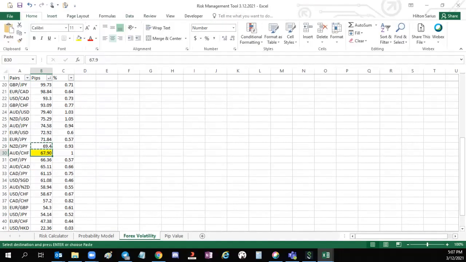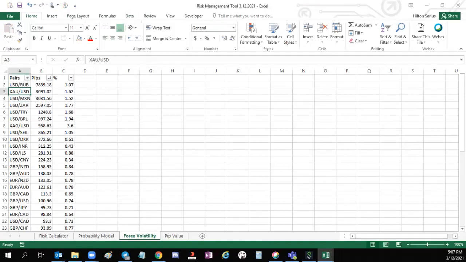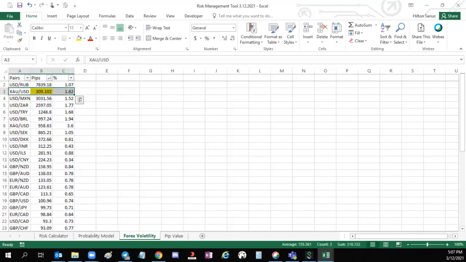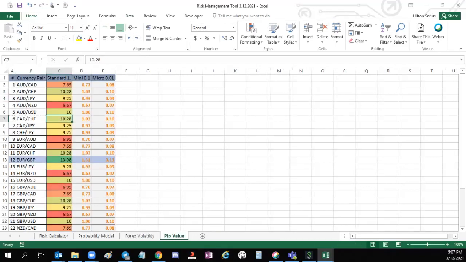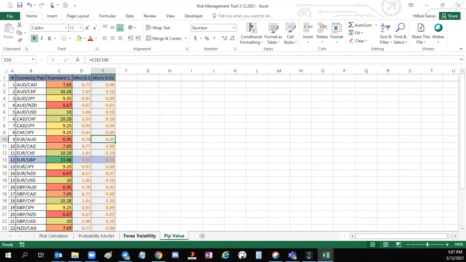I highlighted gold because the volatility on gold is measured in points, and for you to convert it to pips, you need to divide it by 10. So this 3091 is actually 309.1. You just make that adjustment manually, and I highlighted it just to make a note that it was adjusted manually. Then the pip value will not change, so you don't have to update this section. So you put in the Forex volatility and you get the pip value.